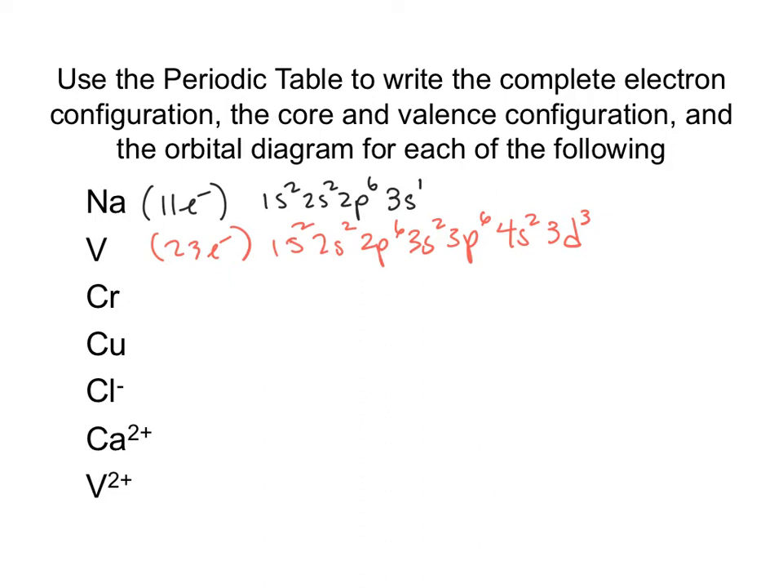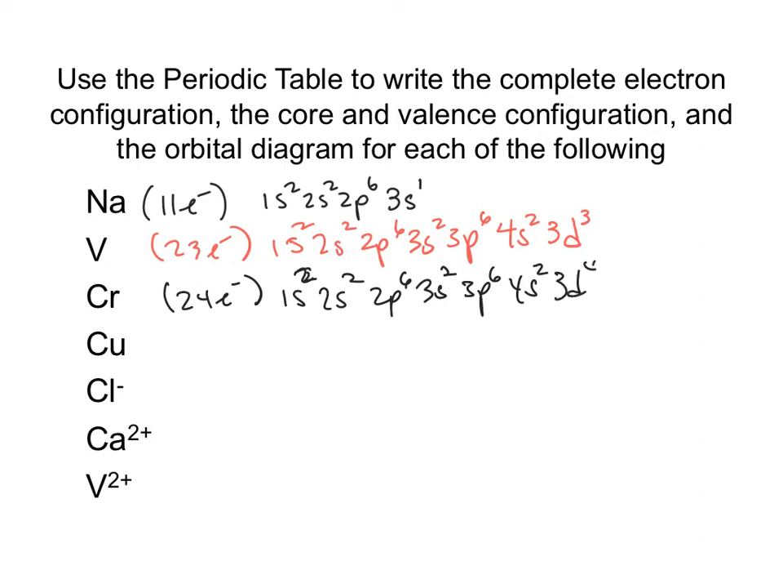And let's go ahead and do the orbital diagram for this one, vanadium 23. The next one is chromium. Look at your periodic table again. 24 electrons. So you have 1s2, 2s2, 2p6, 3s2, 3p6, 4s2, 3d4.